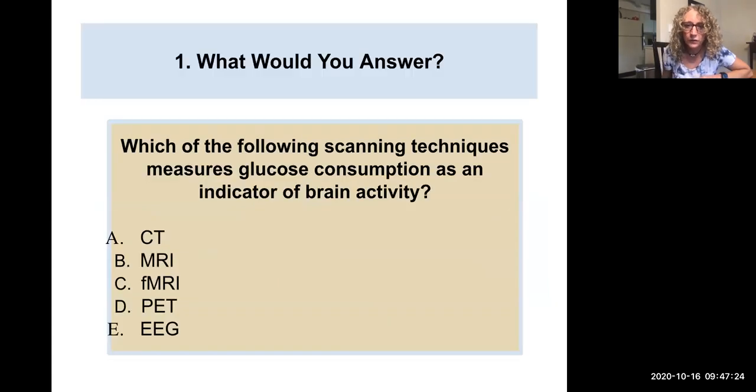Next. Which of the following scanning techniques measures glucose consumption as an indicator of brain activity? So if you remember which one had to do with the blood glucose, that is the PET scan.